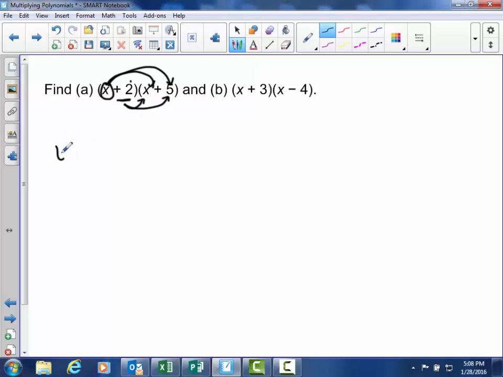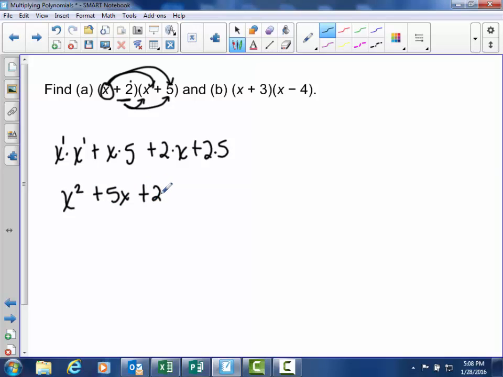So we would have x times x plus x times 5 plus 2 times x plus 2 times 5. So x times x, remember we add the exponent, so that'll be x squared. X times 5 is simply 5x. X times 2 is 2x, and 2 times 5 is 10.